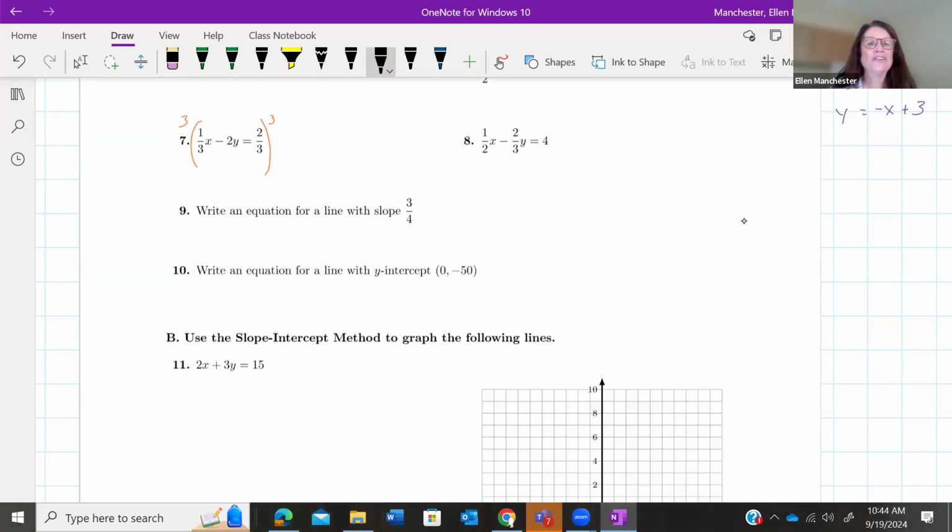All right, so 3 goes into 3 one time. -2 times 3, and 3 goes into 3 one time. So we end up with x minus 6y equals 2. Now we can solve very easily.